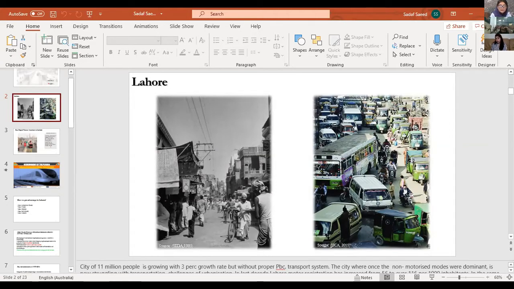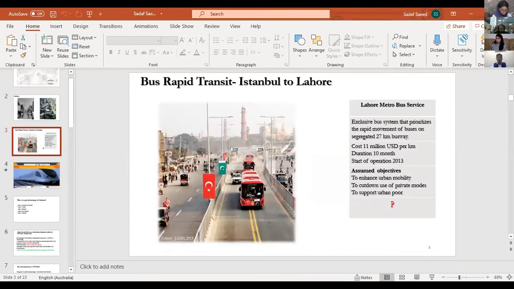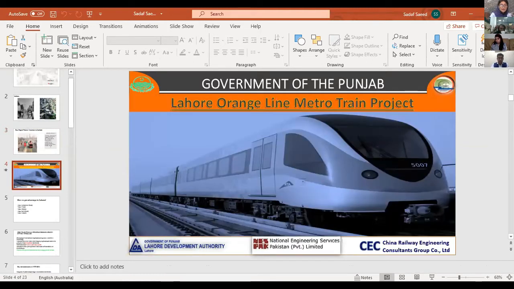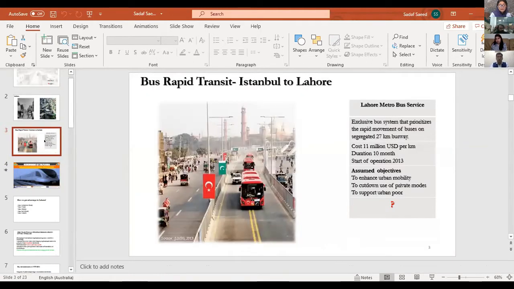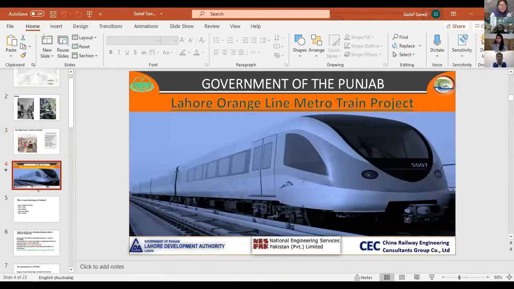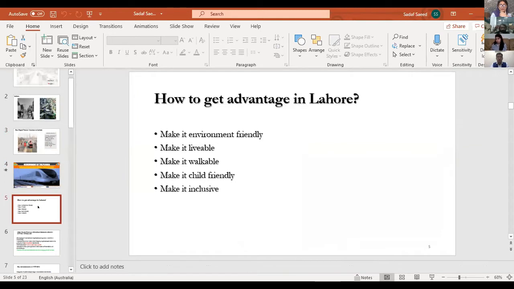We were all relying on public transport in terms of just buses and coasters. However, paratransit was a big thing, and we were facing problems. So to solve this issue, we found that at the moment there are two options: the bus rapid transit option and the light rail option. Bus rapid transit initially came, as we all know, in 2013, and recently there is the Orange Line option. So currently Lahore has both light rail and bus rapid transit.